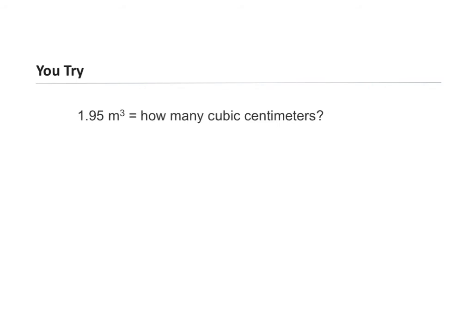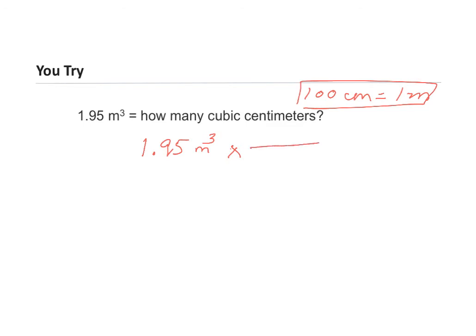All right, here is a you try. So this is where you're gonna hopefully turn off the video and do this yourself, and then come back, turn it on, and I'll work it out for you. All righty. So here's the conversion factor, which is totally defined. It's not going to take part in my sig figs.